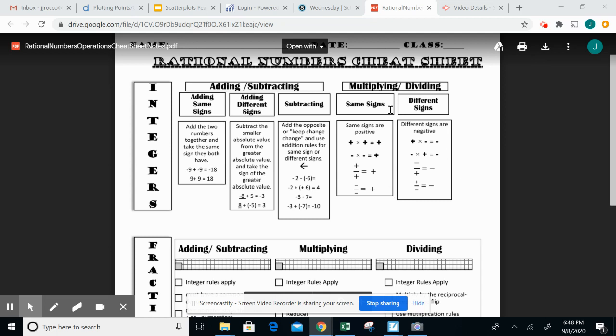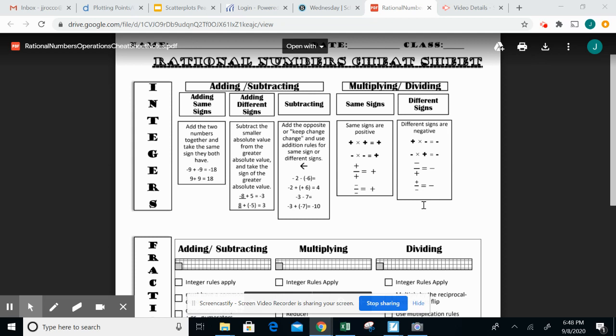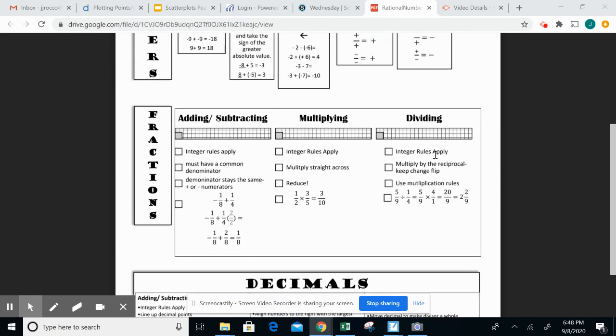And that's basically what this says. All of it with same signs and different signs. You can see all of the results for same signs are plus, all of the results for different signs are negative. All right. In terms of dividing, this is going to be called keep, change, flip.